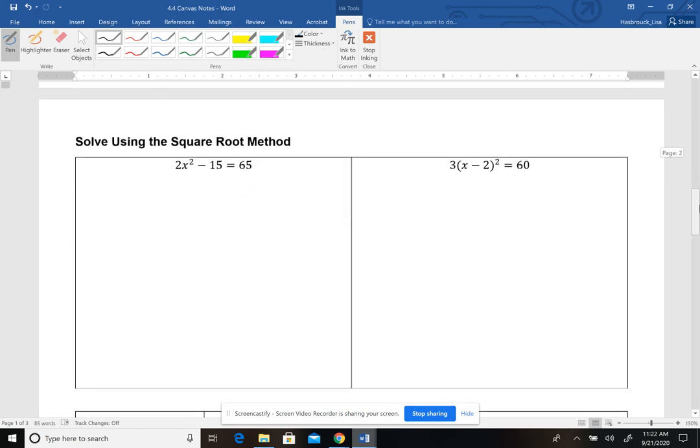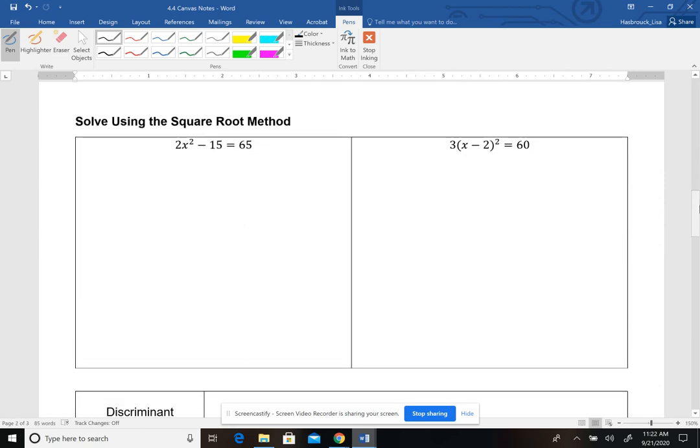The next method we can use is the square root method. So this is if you have a single quantity squared, like in these examples, you can use this method. For the first problem, to get the x squared alone, that's always our goal, is to get the squared quantity alone. I first need to add or subtract numbers to move them. So I'm going to move that 15 by adding it to both sides. I get 2x squared equals 80.